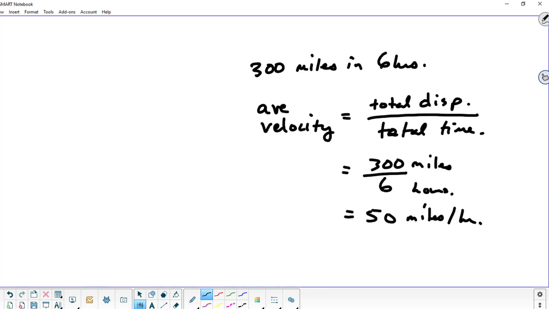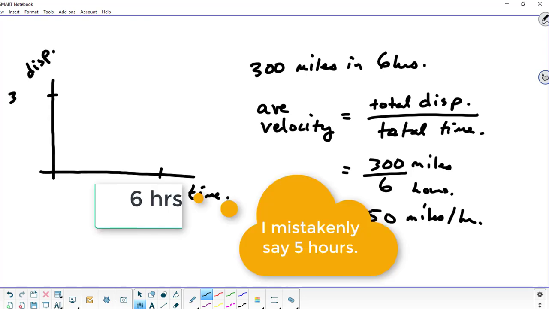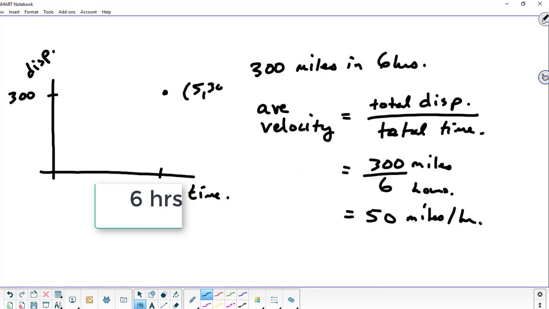Well, I'd like to look at this problem just a little bit differently for just a second. Let's go ahead and graph our time on the independent axis and our displacement on the y-axis. So at some point after it's been 6 hours, we've traveled a distance of 300 miles. So we're up here. This is the ordered pair 6, 300. And where did we start? Well, we started here with a time of 0 hours. We started the stopwatch at 0, and we started at a distance of 0 miles.